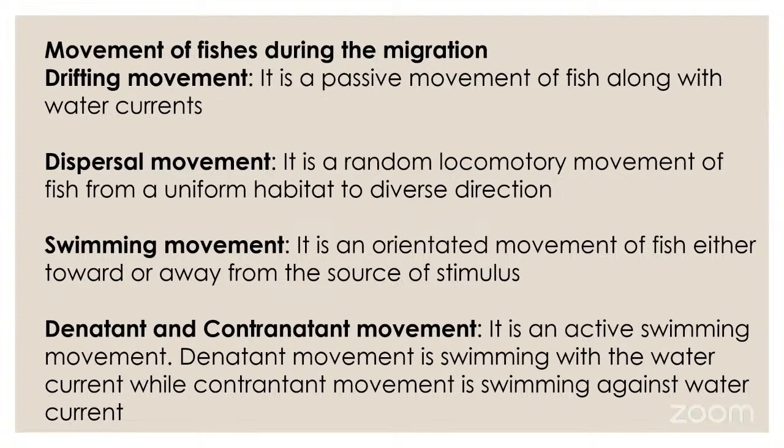Next is dispersal movement. It's a random locomotory movement of fish from a uniform habitat in diverse directions. So there is no proper direction in which the fish move from one place to another. They move randomly, which is called dispersal movement.